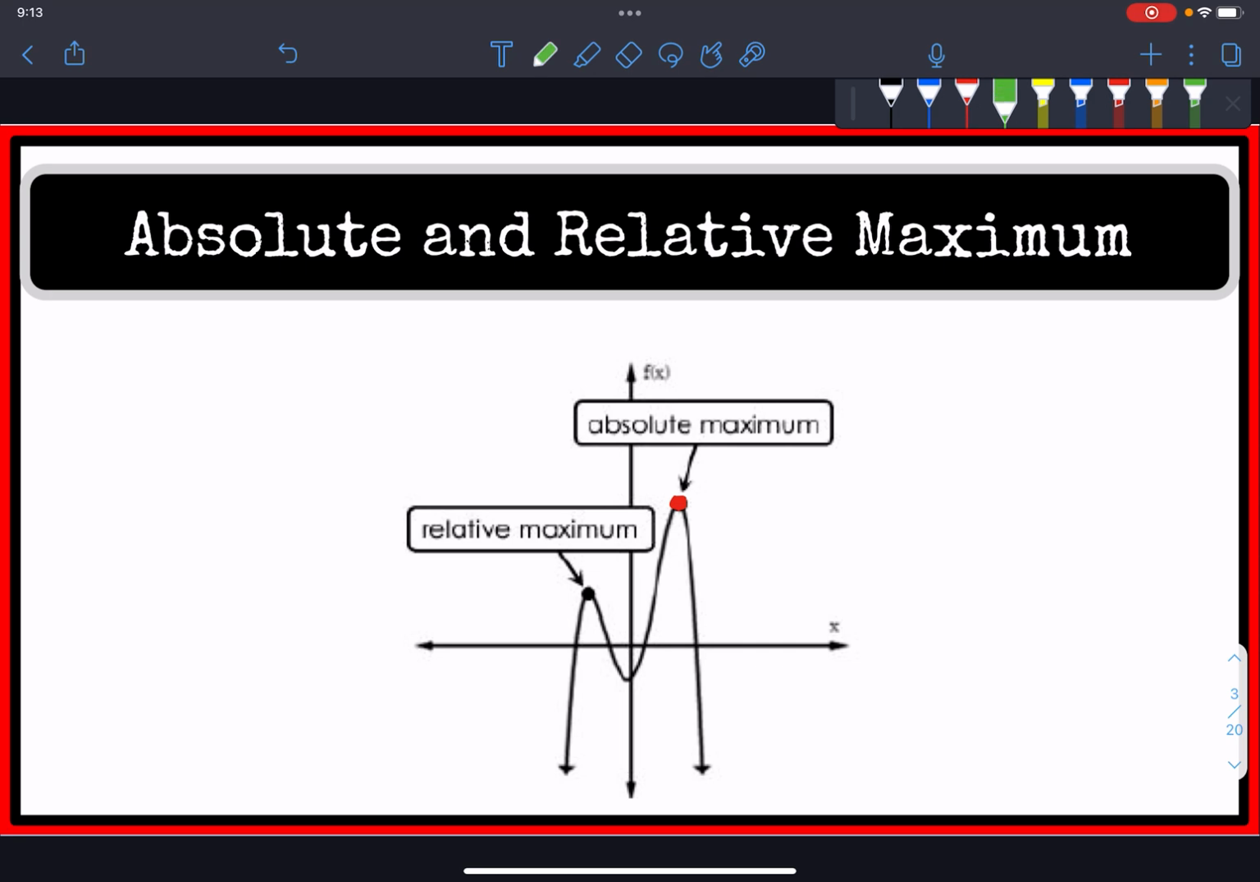The word relative is referring to the points close to it. So relative to the points near this green point that I've circled, that green point is the highest point relative to all the other points within that area. Let's compare this and analyze.